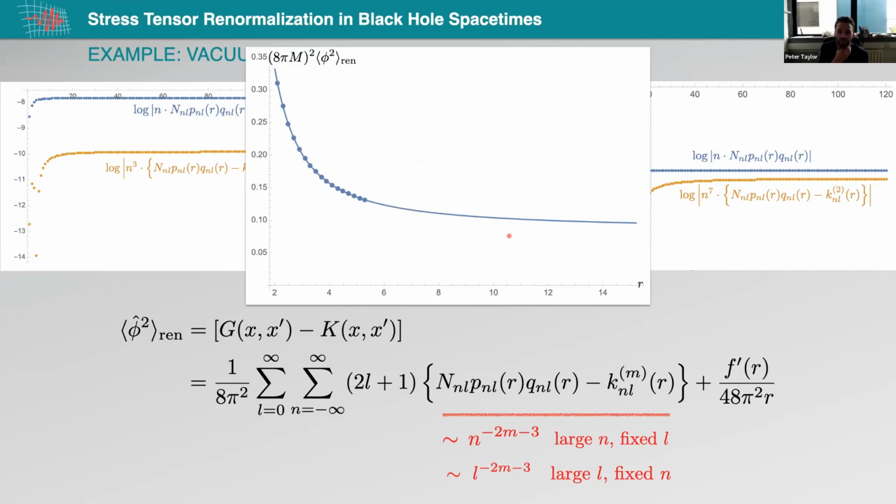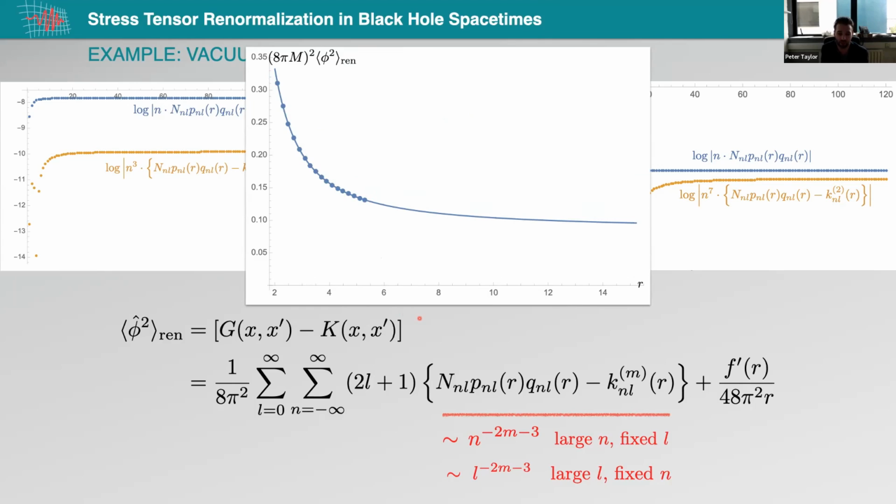Okay, and this is just a plot of the vacuum polarization for a massless field in Schwarzschild, and the dotted lines here are just tabulated data from the Candelas Howard paper in the 80s. I just give this to show you that our results, which are the solid line, agree exactly with the Candelas Howard method. Okay, that's the essence of the method.